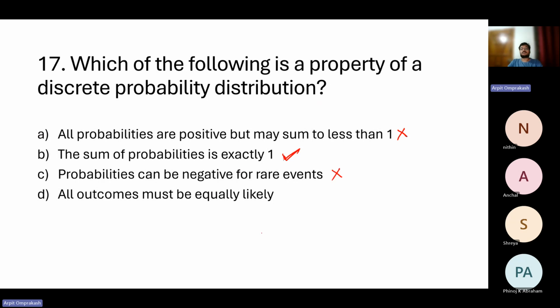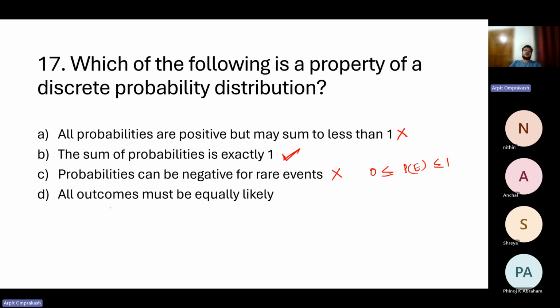That is false because one of the axioms of probability is that the probability of any event E lies between 0 and 1. Probabilities cannot be negative because when we are talking about probability, we are talking about the chance of something happening, and there's never a negative chance of something happening. It's either 0 or a positive chance. A negative chance doesn't make sense mathematically.